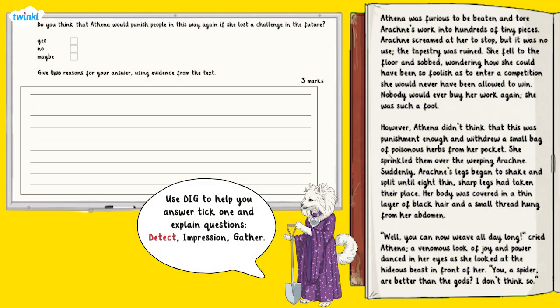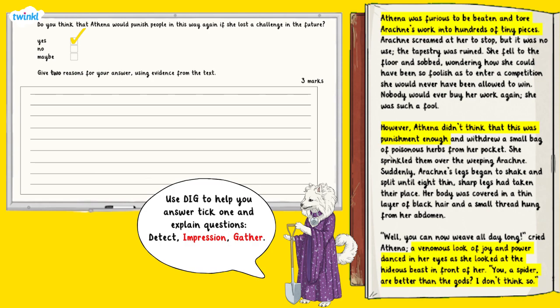How did you find that question? This is another predicting question. Remember to apply the DIG model in your answer. Detect your clues first in the text and then form your opinion by ticking the box. I chose to tick yes. Then explain your impression and gather your evidence to support this.